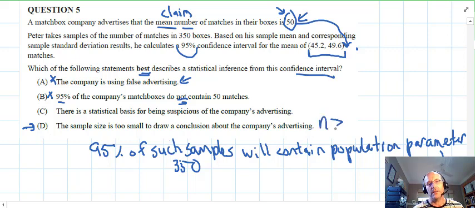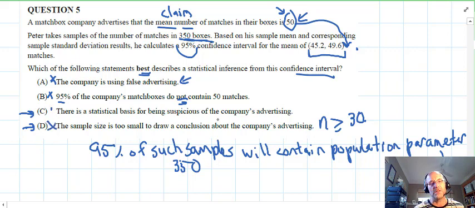It's not too small, because Peter takes samples of the number of matches in 350 boxes. There's your sample size. It's a sample of 350, so n is easily greater than 30. So that's not true. So that must mean C is the answer.